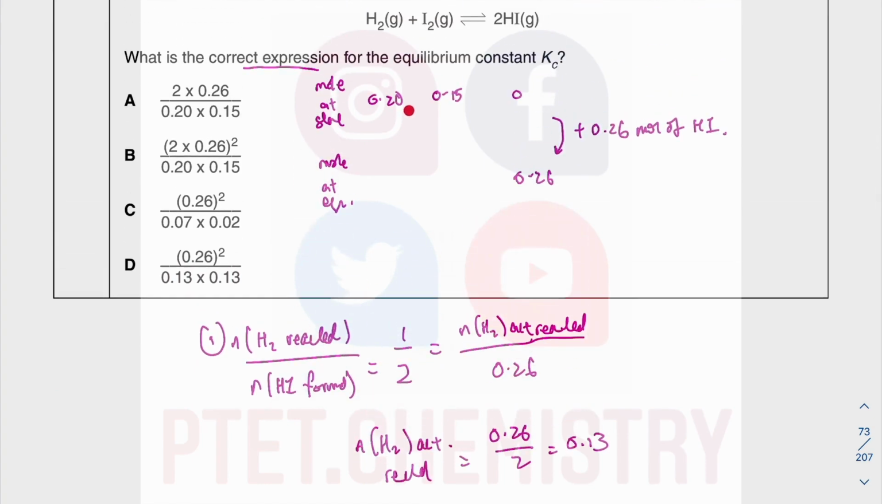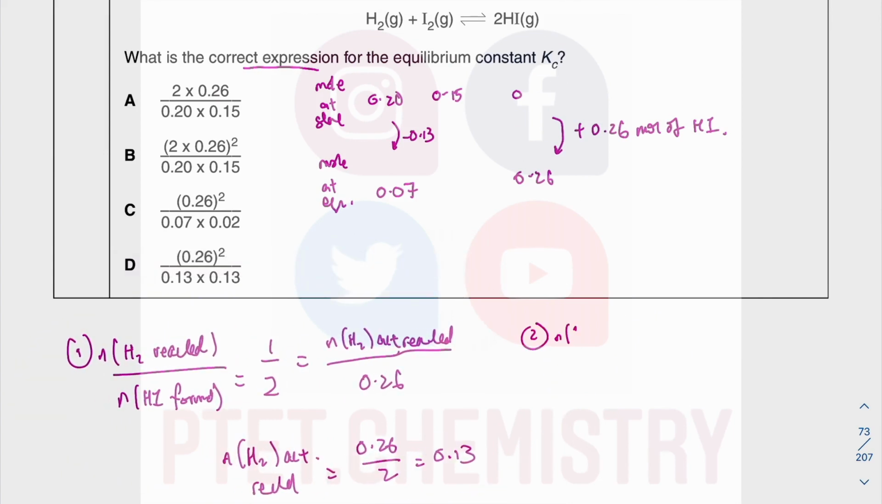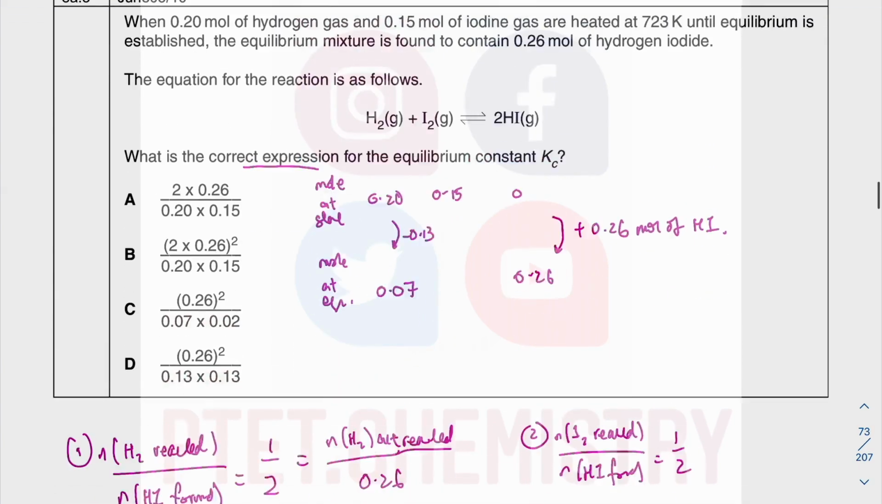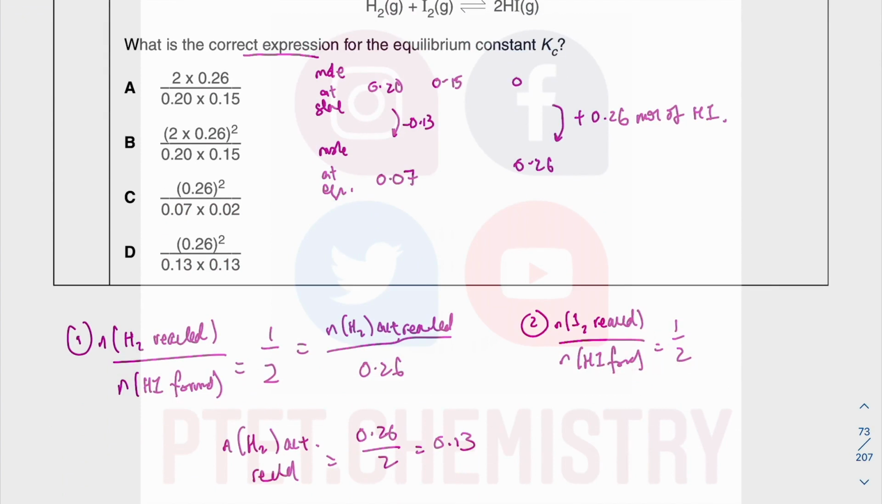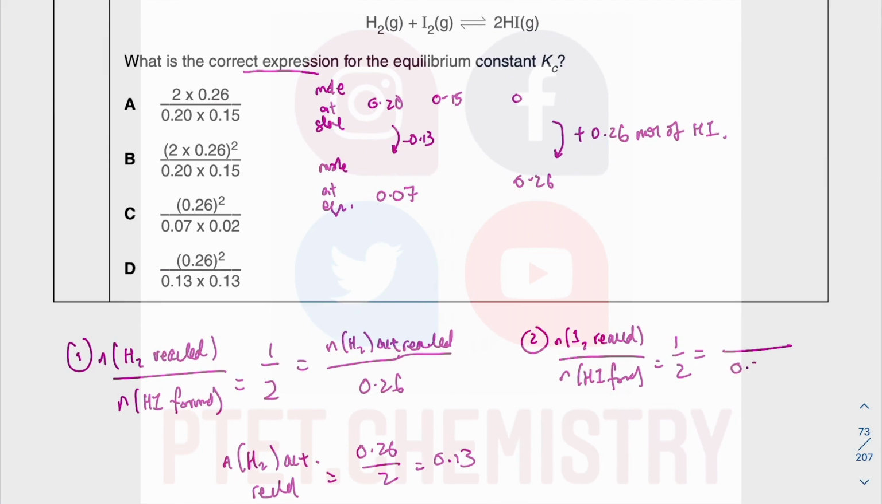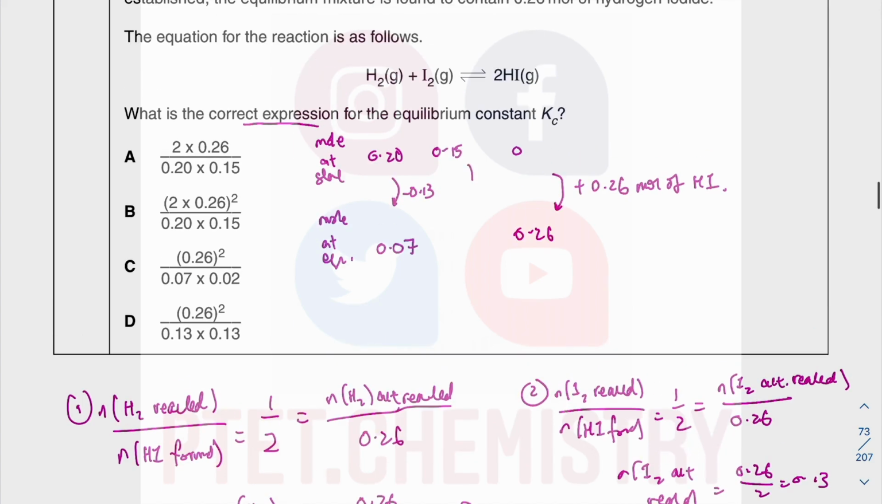You started with 0.20 mole. You reacted 0.13 mole, so you need to take away 0.13 mole. You are going to have 0.07 mole left at equilibrium. Okay. So if I do this for the iodine as well, the moles of I2 reacted over the moles of HI formed is also 1/2 from your balanced equation. 1 mole of I2 gives you 2 moles of HI. Pretty straightforward there. How much HI actually gets formed? 0.26. Therefore, the moles of I2 reacted is also 0.13 mole. So you started with 0.15, then you react 0.13 mole, you're going to be left with 0.02.